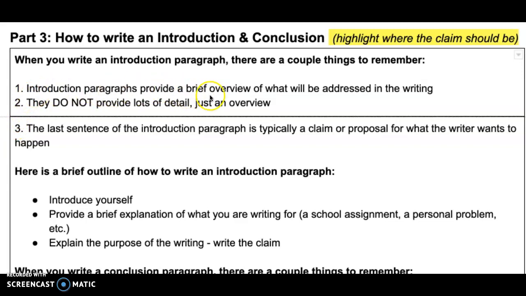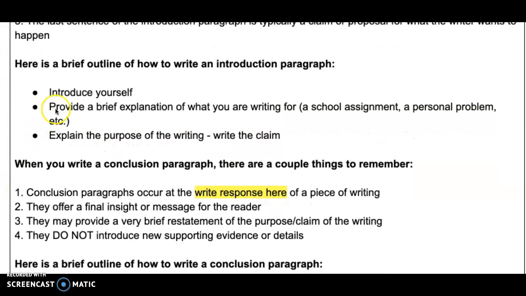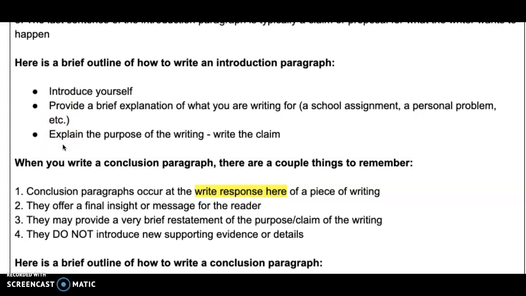Introduction paragraphs provide a brief overview of what will be addressed in the writing. They do not provide lots of detail, just an overview. The last sentence of the introduction paragraph is typically a claim or proposal for what the writer wants to happen. So you should be highlighting it's in the last sentence of the introduction paragraph. Here is a brief outline of how to write an introduction paragraph for your summative assessment. Introduce yourself, provide a brief explanation of what you're writing for, and explain the purpose of the writing. Write the claim.